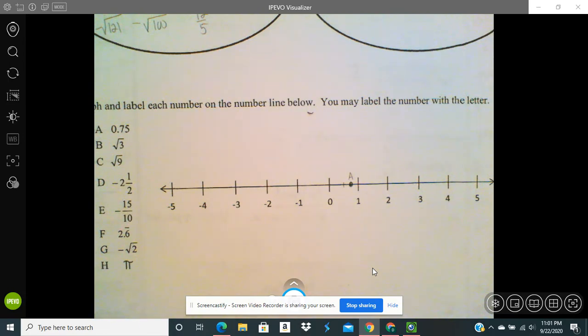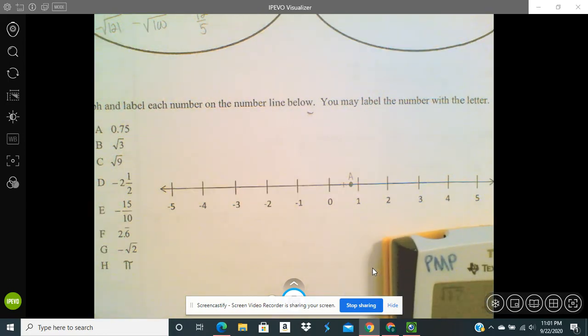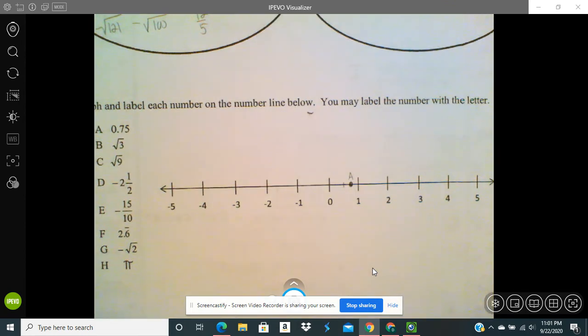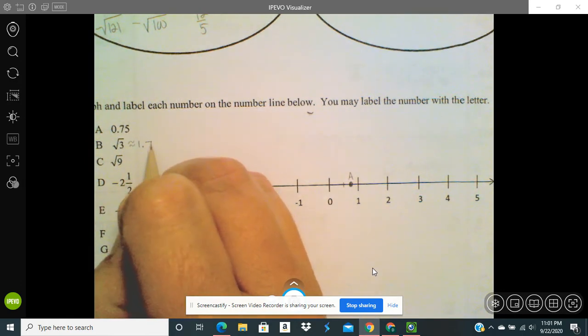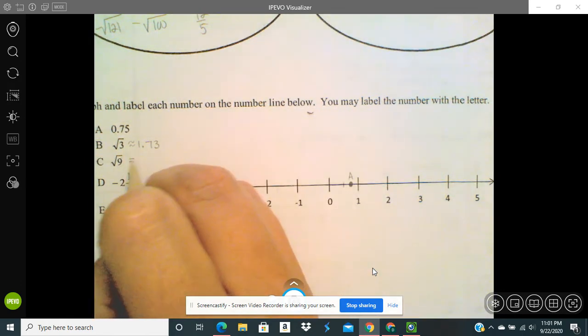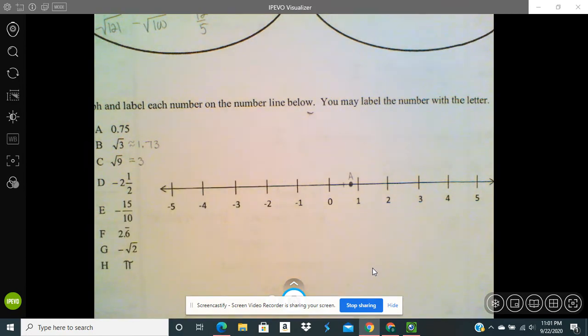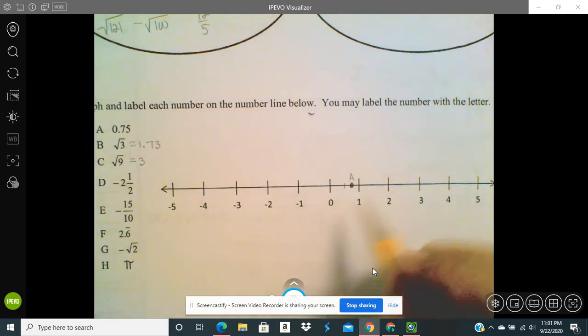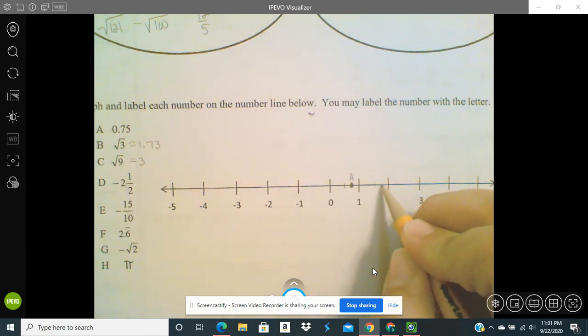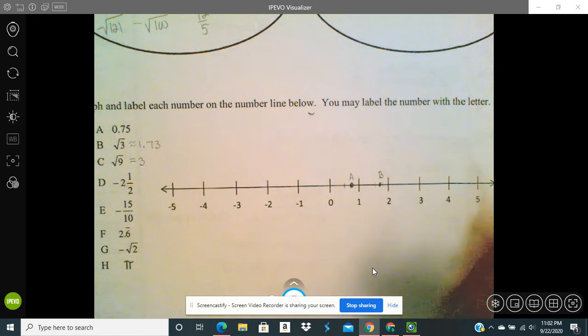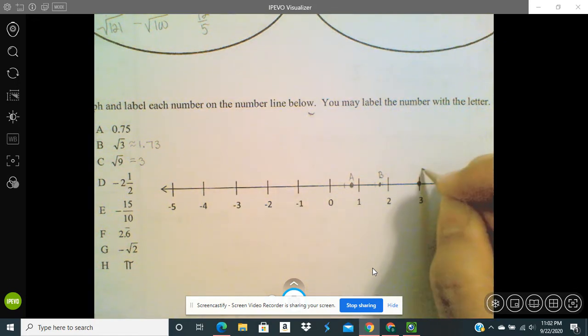All right, square root of 3. I'm going to need my calculator. Square root of 3 is about 1.73. I'm going to put this here. It's about equal to. It doesn't exactly equal, but it's about. I know this is 3. So let's knock these two out. 1.73 is, there's 1.5, there's 1.75, so it's just before that. Square root of 9 is 3. It's right here.